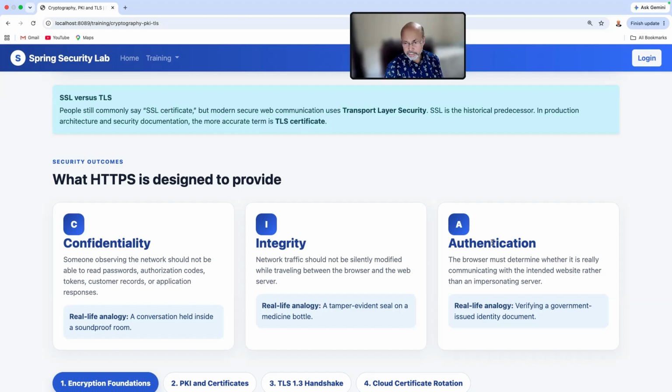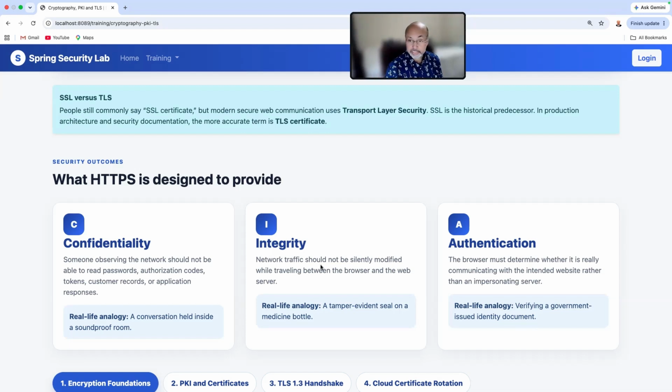Last, authentication. The browser must determine whether it is really communicating with the intended website rather than an impersonating server. Real life analogy: verifying that the government-issued driving license or identity document is really the one.